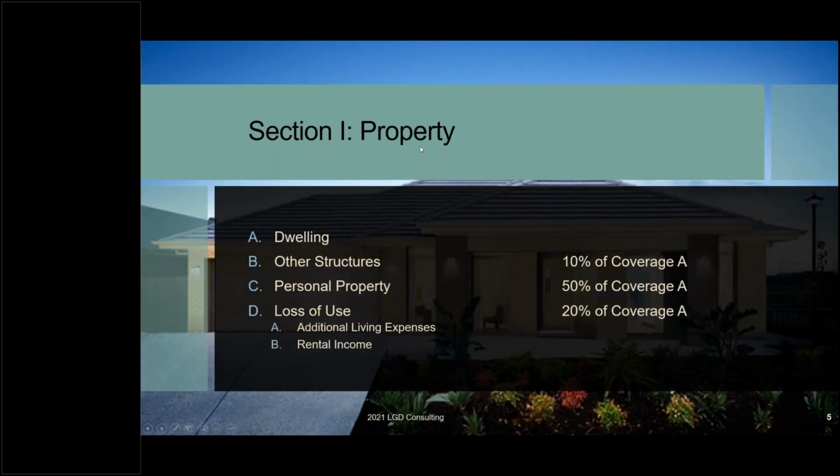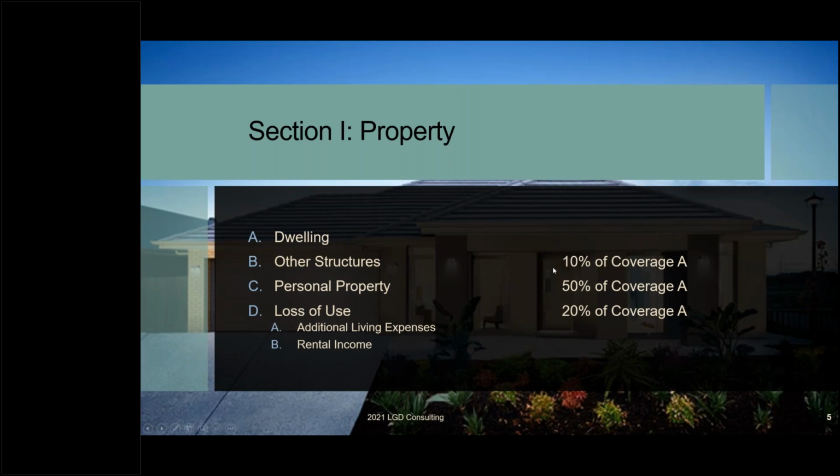And here are the limits for section 1 under property. Dwelling: what does it cost to rebuild the house? That would be reconstruction costs. Coverage B is other structures. The standard limit is 10% of coverage A. Coverage C is your personal property, like I said, anywhere in the world. The standard limit is 50% of coverage A. And then loss of use, which is basically the rental income and additional living expenses from dwelling coverages. You just combine it, and we call it loss of use. The standard limit is 20% of coverage A.